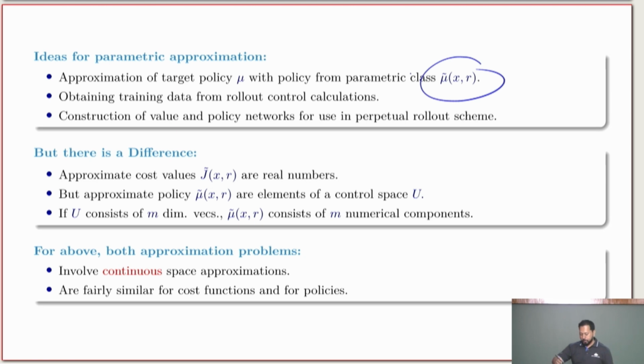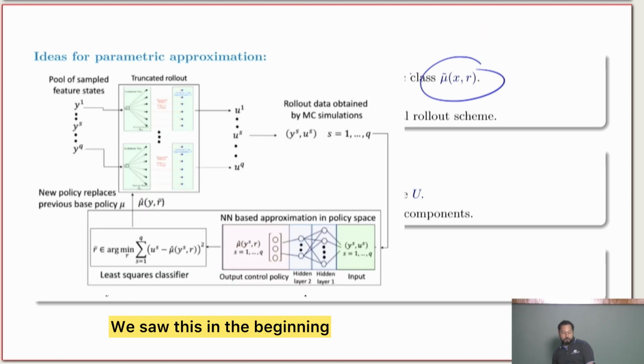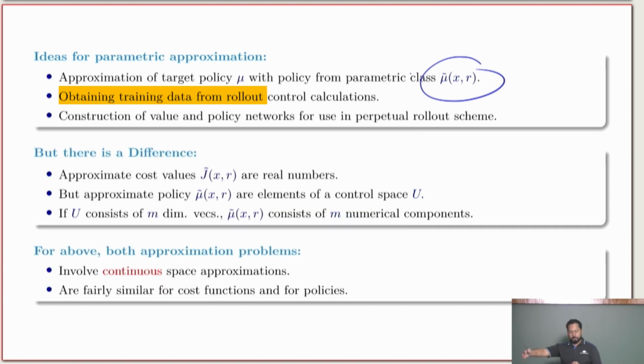So I can see my policy function mu tilde as some parameterized function. Again, here also, if we want to do policy approximation, then we can again collect data of the state and then the control that I'm going to take.